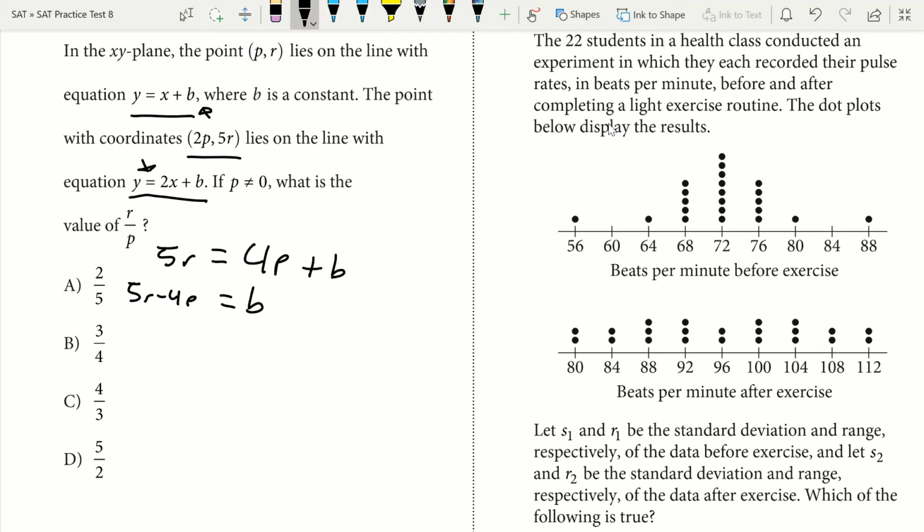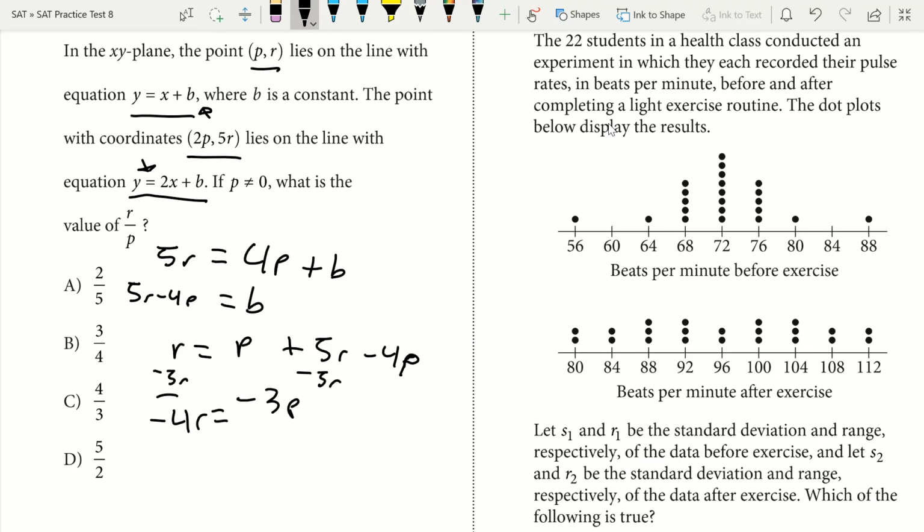So now I'm going to plug that into my equation y equals x plus b with my point p, r. Well, r is going to be my y value. So r will be y, and that's going to equal p, our x value, plus b. We're told b is 5r minus 4p. So p minus 4p is going to give me negative 3p. And then when I subtract 5r from each side, I get negative 4r equals negative 3p.